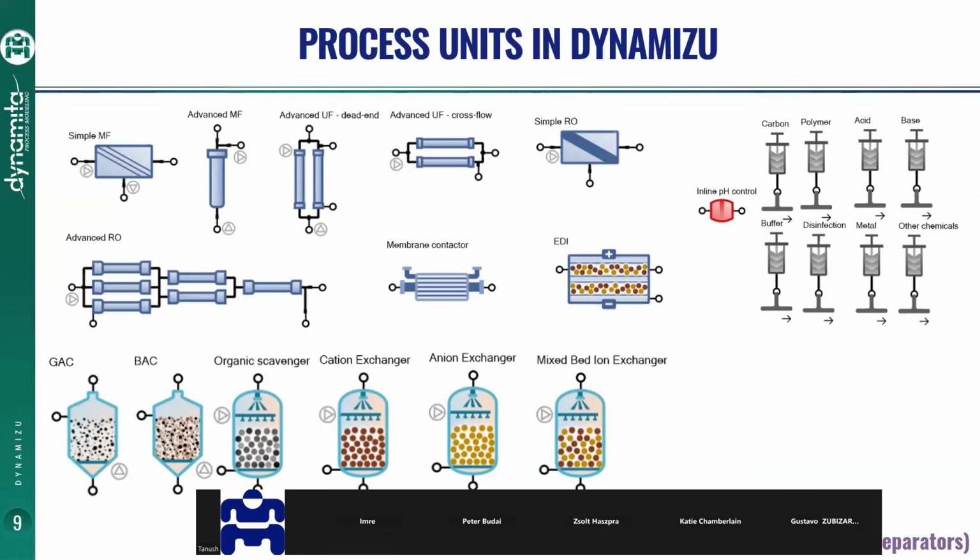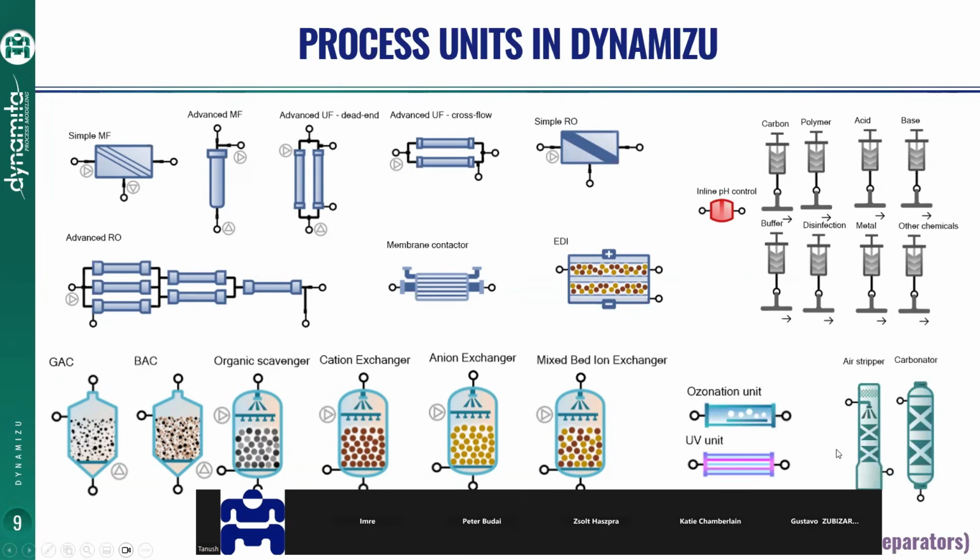And because water treatment is heavy on chemistry, it requires a lot of chemical dosing. So we distinguish between a big group of chemicals which we have. And finally, we have an ozonation unit, a UV unit, and then air stripping and carbonator.